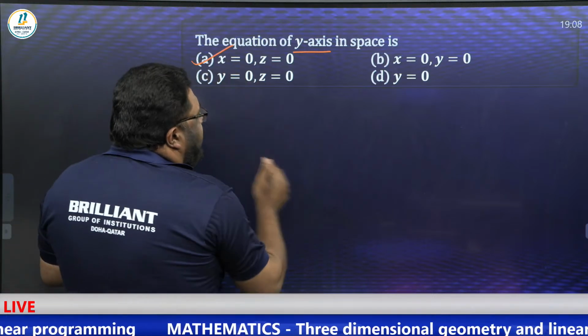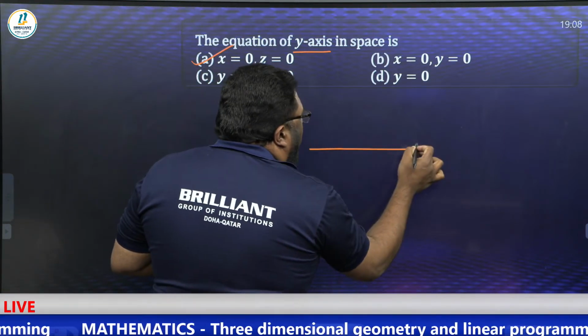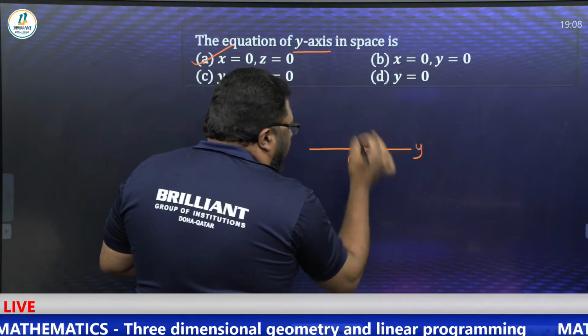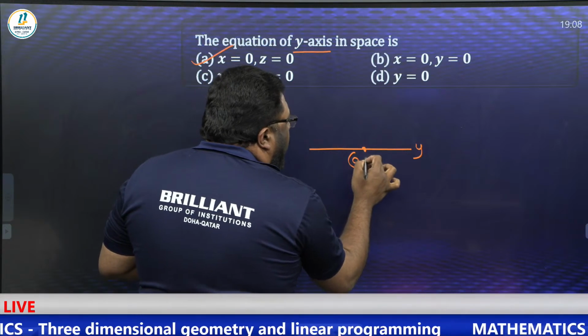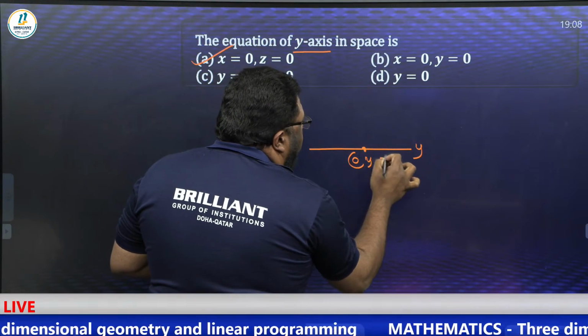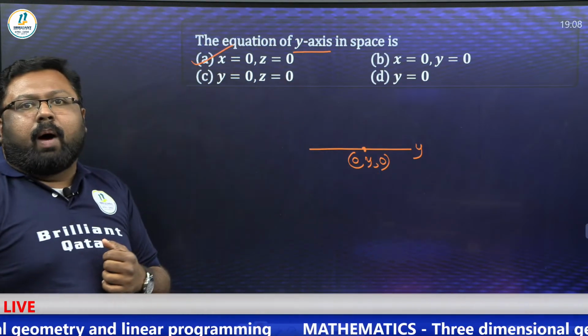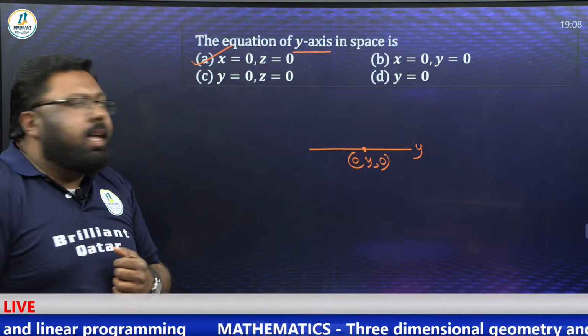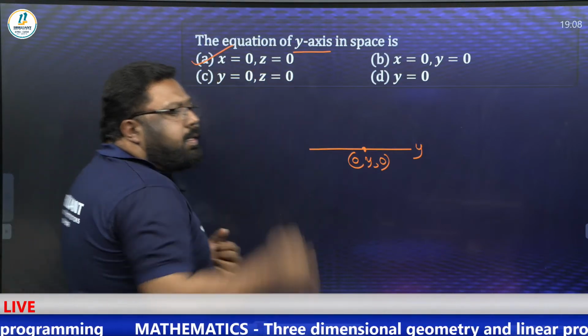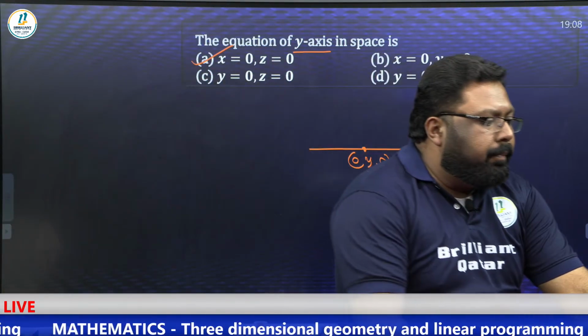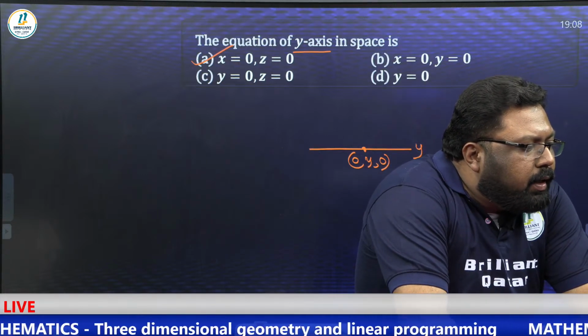So for a point on the y-axis, we know that x must be 0, y must be a value, and z must be 0. 0, y, 0. So x equal to 0, z equal to 0. Option A. All of you understood, my dears?